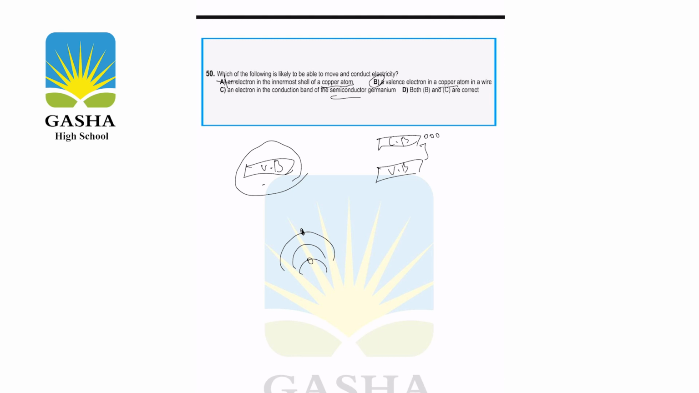But let's move on to C. An electron in the conduction band in the semiconductor, again, contributes to electricity. So B and C are correct answers. So that's why we choose D, which says both B and C are correct.